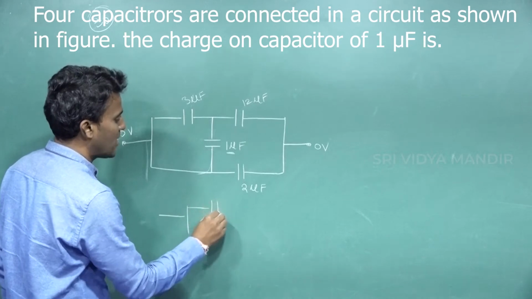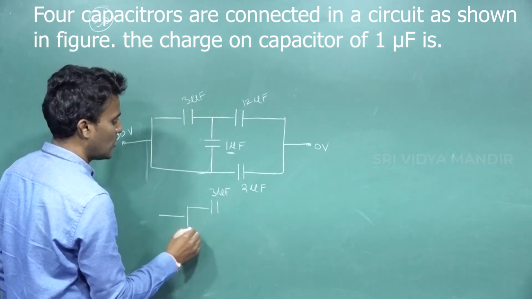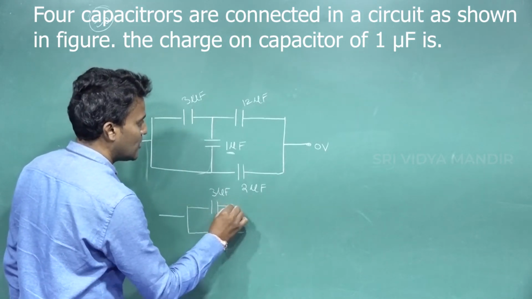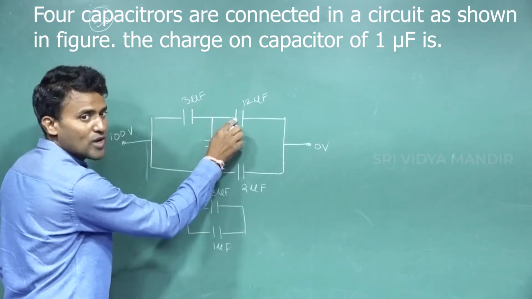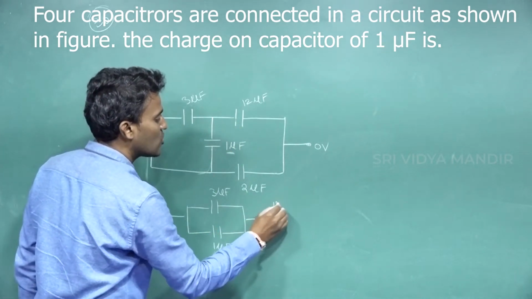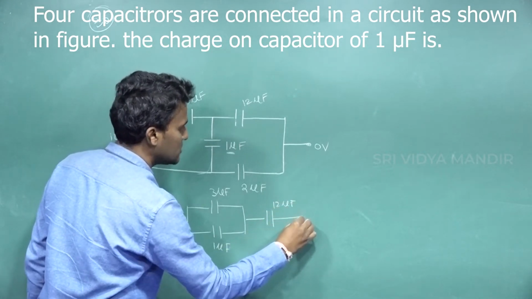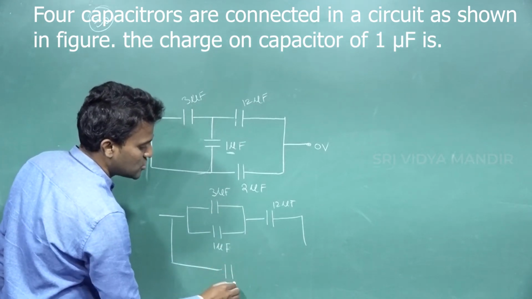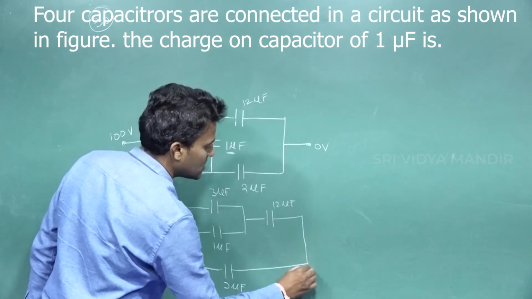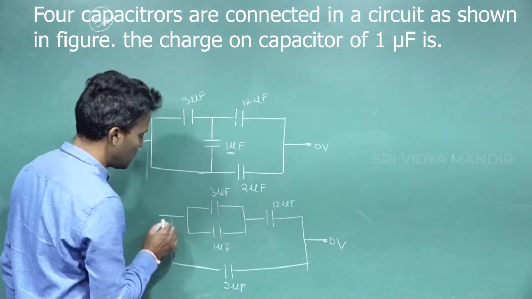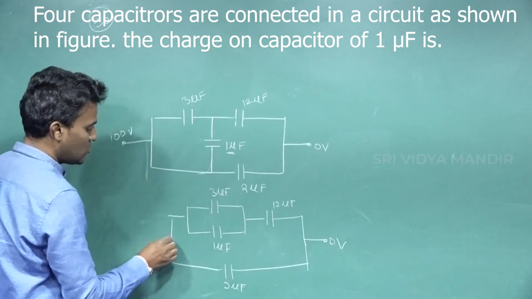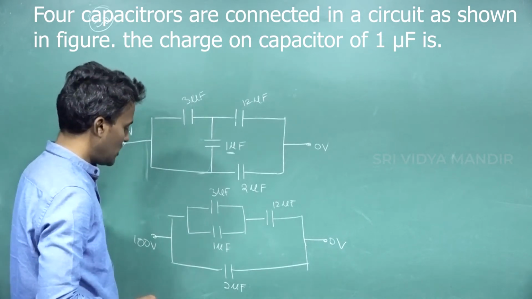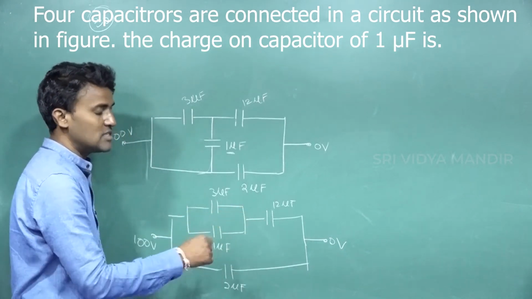One capacitor is 3 microfarad, another is 1 microfarad, and these two are connected to a 12 microfarad capacitor. Then it is connected to one more capacitor of 2 microfarad. One side is 0 volts and the other side is 100 volts. First, I want to calculate the charge on all the capacitors.